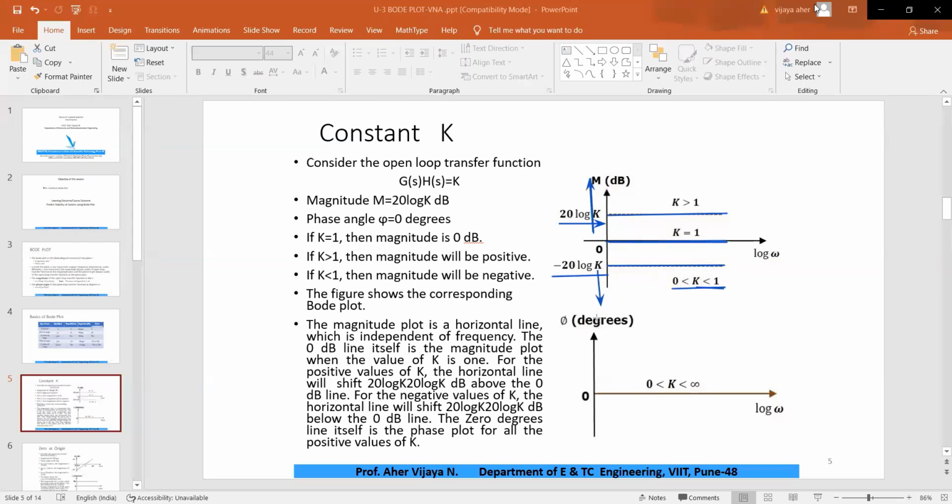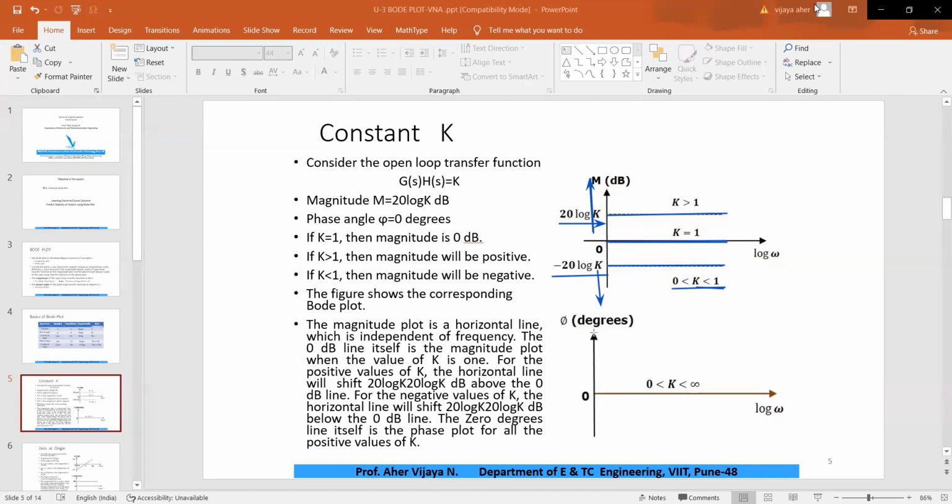Okay. BODE diagram मध्ये दोन प्लॉट काढायचे असतात तुम्हाला. First one is magnitude plot. So you have drawn magnitude plot for this open loop transfer function G(s)H(s) is equal to K. ओके, मॅग्निट्यूड प्लॉट झाला आपला कंप्लीट, फिनिश.